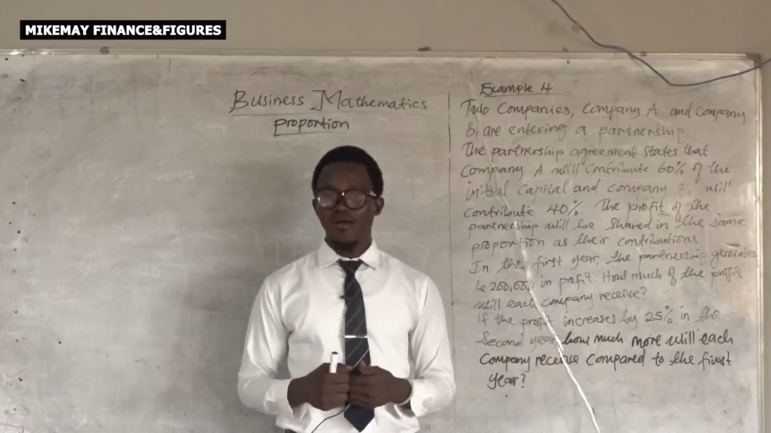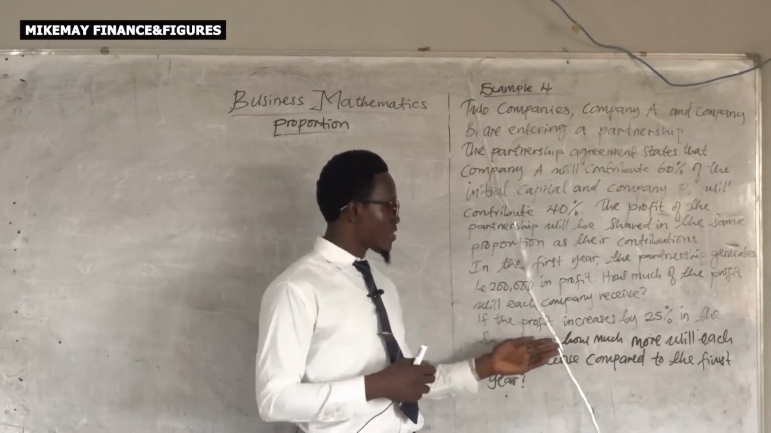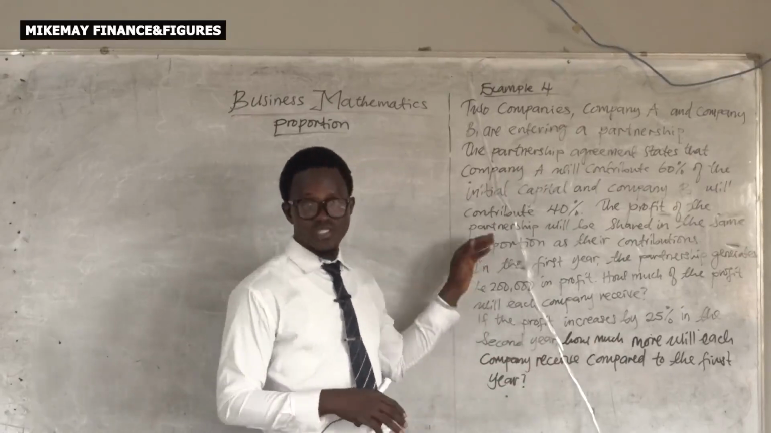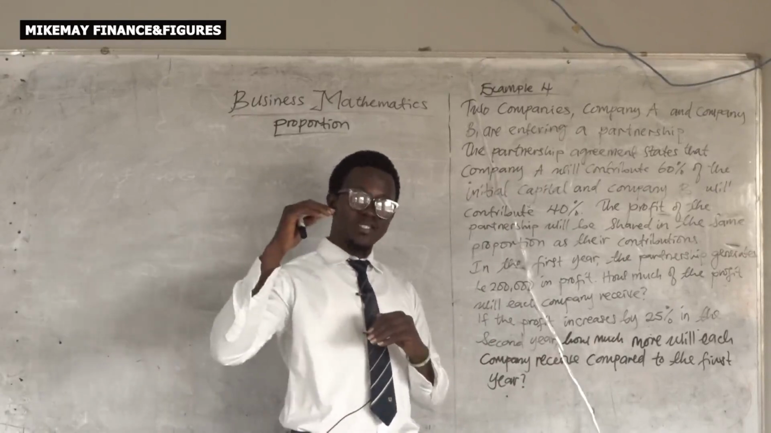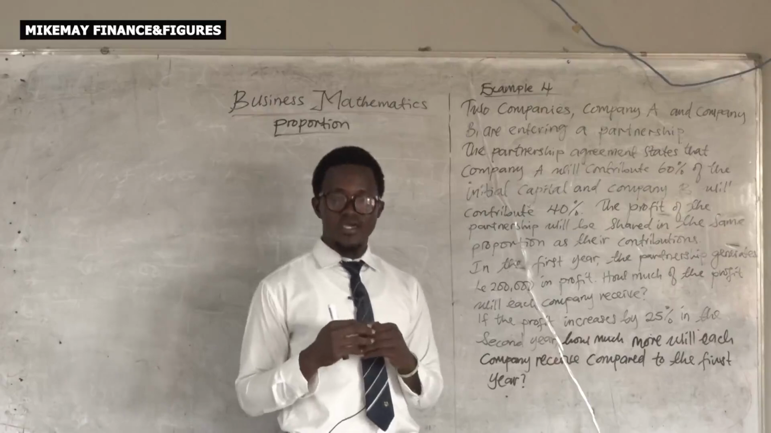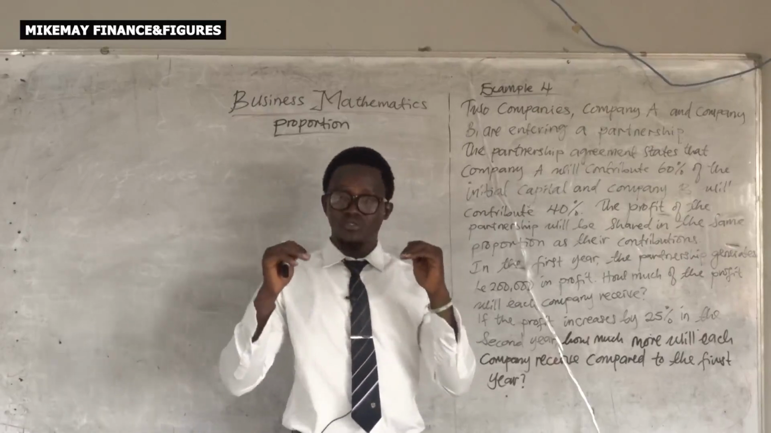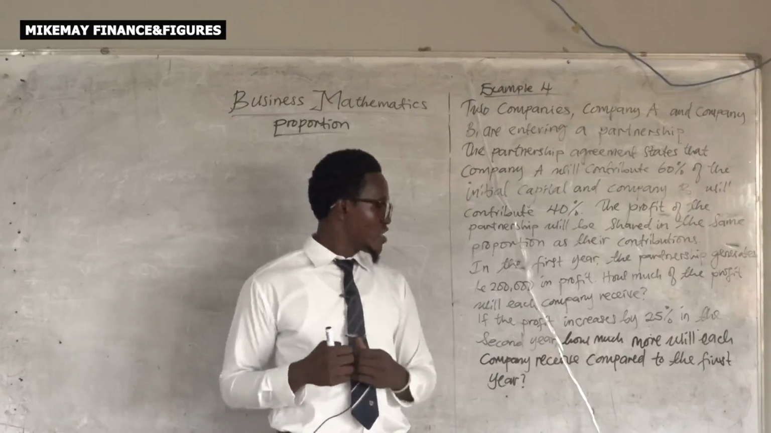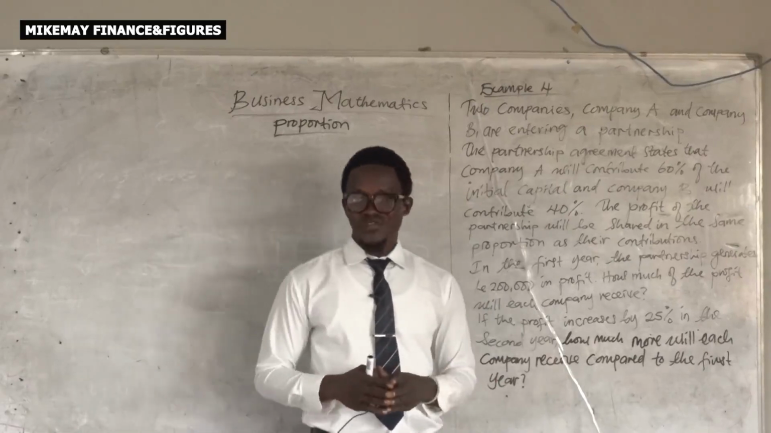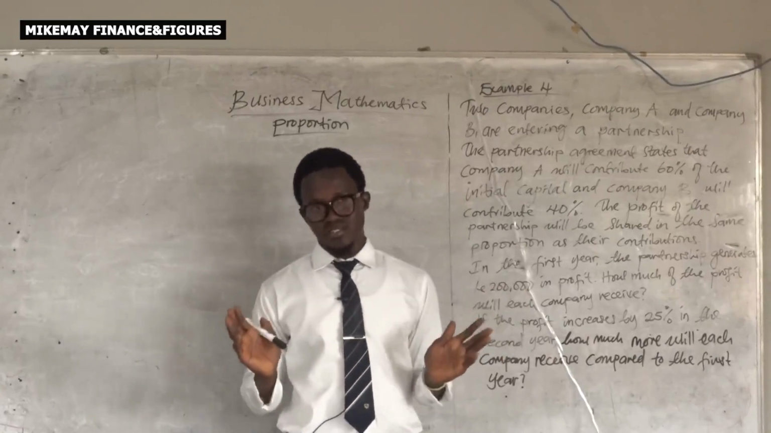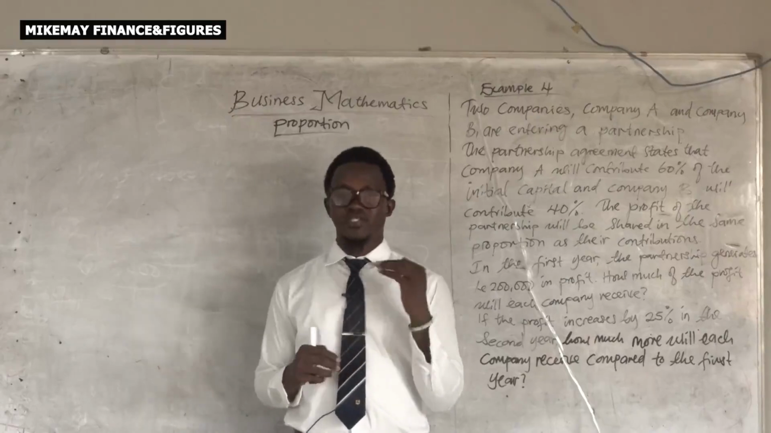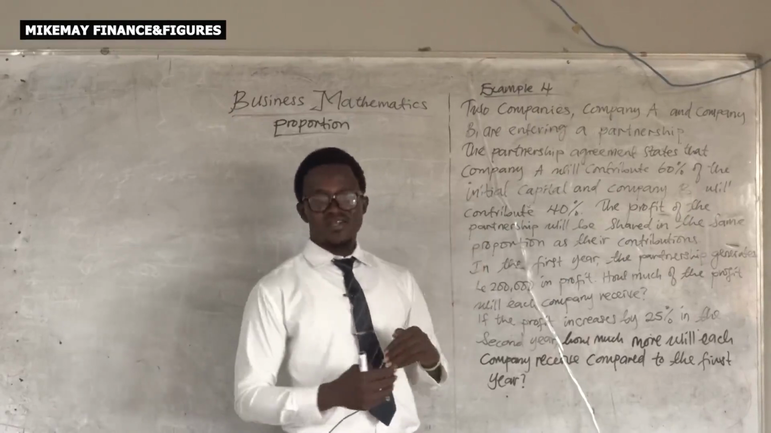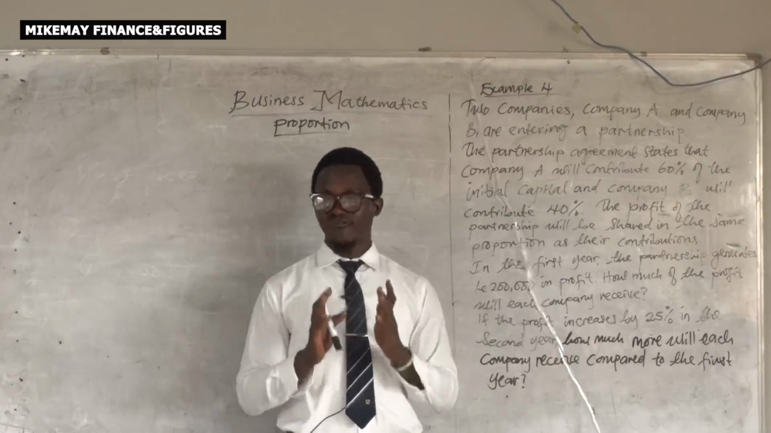And the second part of the problem is saying, if the profit increases by 25% in the second year, this is the first year, now in the second year, there is an increment of 25% in the profit. So now, using the same proportion, how much more will each company receive compared to the first year? So it seems complex, but I am going to make it very simple. I will make sure I break down the complexities that are here so that you get the clarity of everything.